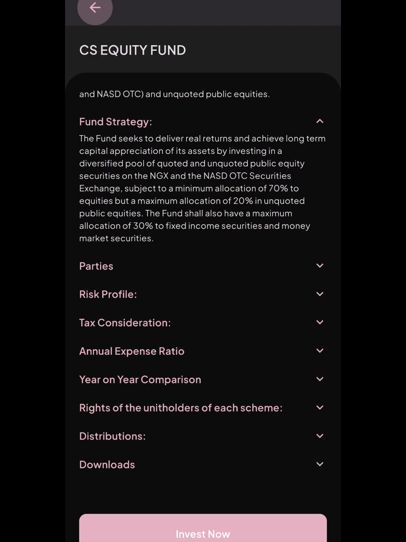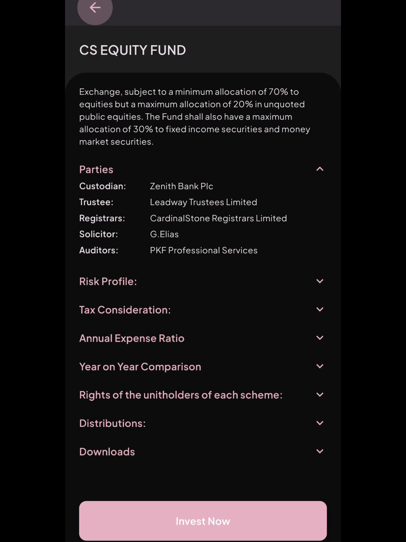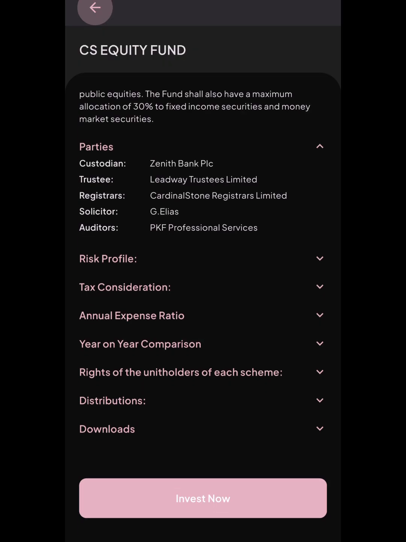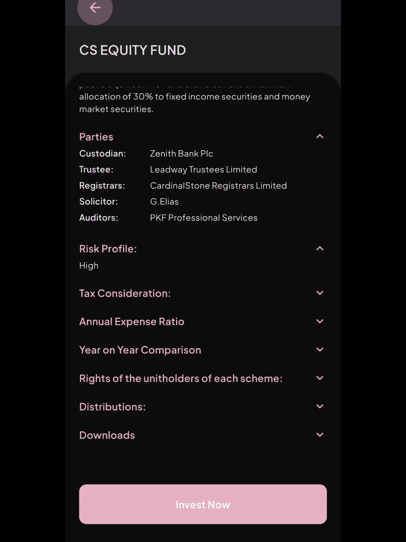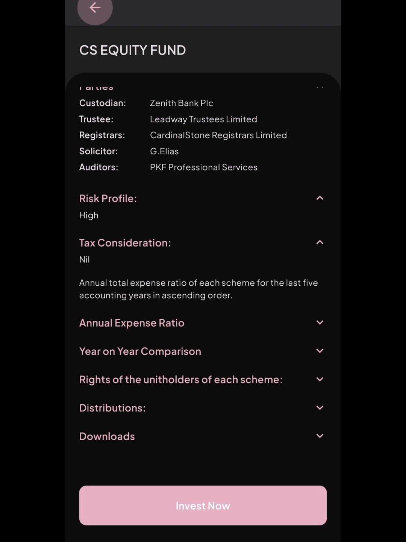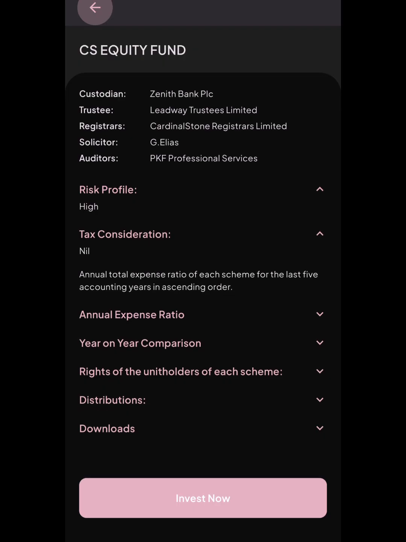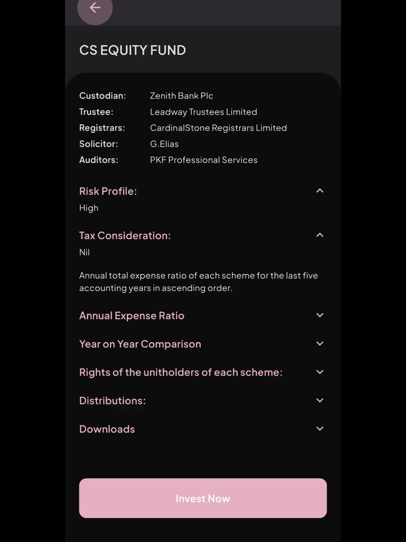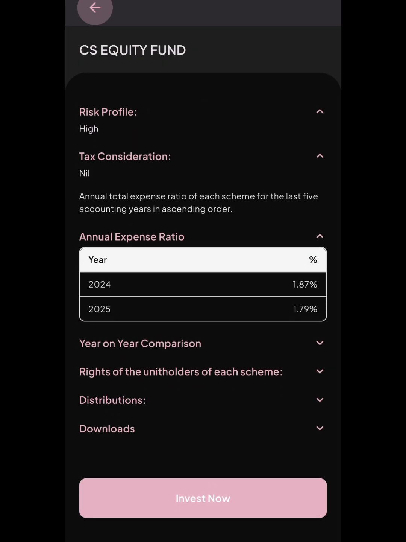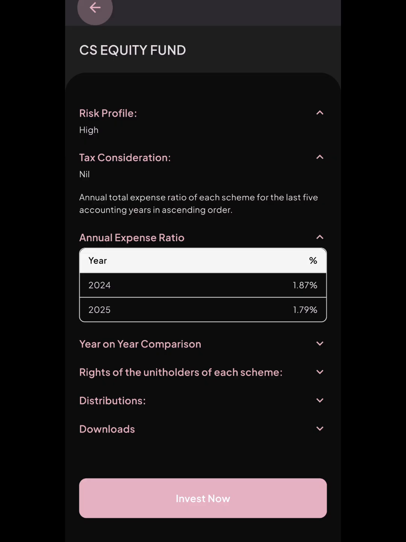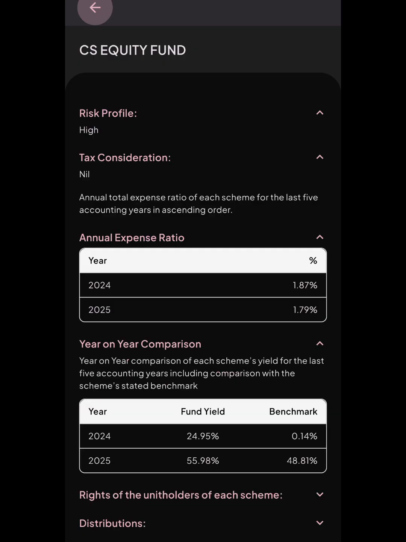Fund strategy also explained. The parties involved: the custodian is Zenith Bank, the trustee is Leadway Trustees Limited. You see all of this information here. Risk profile very high because stocks are very risky generally. Tax consideration nil. It says annual total expense ratio of each scheme. Annual expense ratio. The expense ratio is the small money they will take from you as a charge or processing fee when you are doing all of this. So it's just 1.79% for 2025 for your investment.